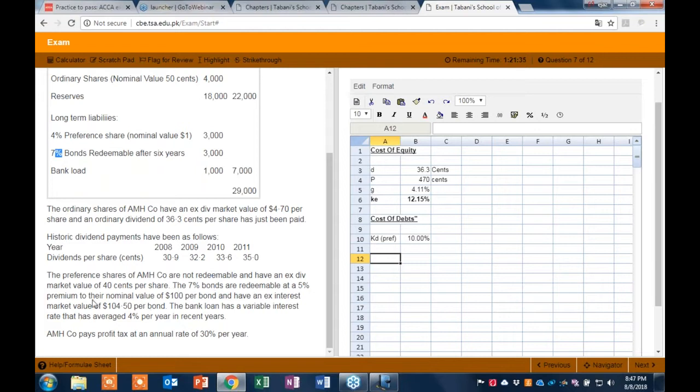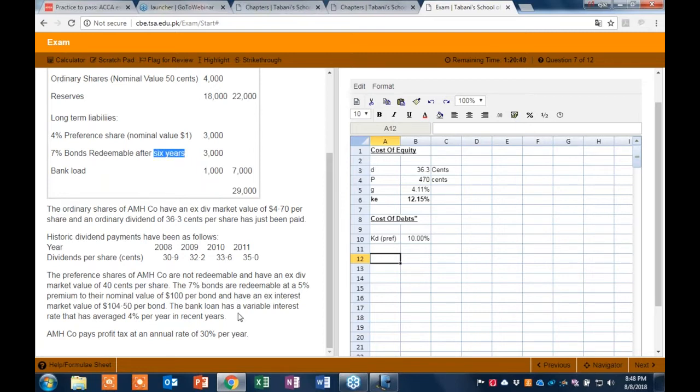The 7% bonds are redeemable at a 5% premium to their nominal value of $100 and have an ex interest market value of 104.5. The bank loan, or forget about the bank loan. So let's first discuss these bonds. These bonds are redeemable, and at the moment they have a market value of 104.5. It means that the investors will have to invest $104.5 today. This will be their initial investment, and against this investment they will be getting 7% interest every year in annuity for 6 years.